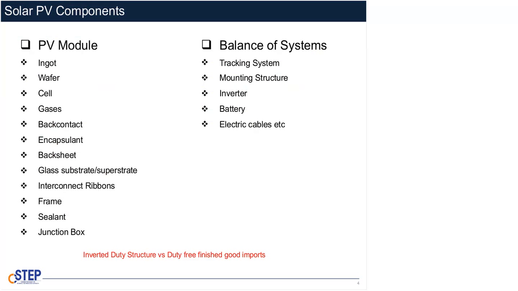Now, here is an overview of the solar PV components. On the left-hand side is a list of the components which go into the manufacturing of a PV module. On the right-hand side are the balance of system components which are used to integrate the solar power plant with the grid. Without going deep into the component-wise specification, a majority of the components are imported in India. And for the components which are domestically manufactured, a majority of the raw material is imported.